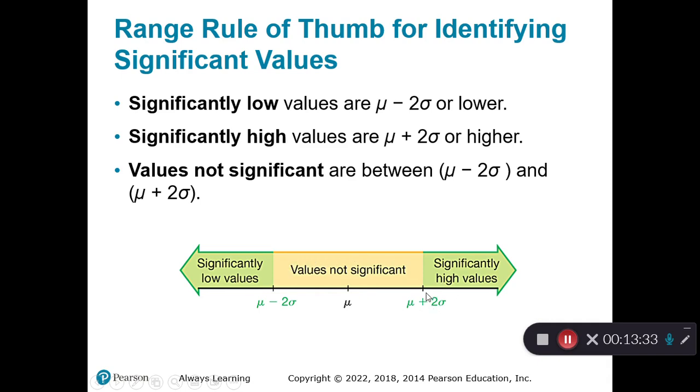However, values that are more than 2 standard deviations above the mean are said to be significantly high. Values that are lower than 2 standard deviations below the mean, those are values that are said to be significantly low.